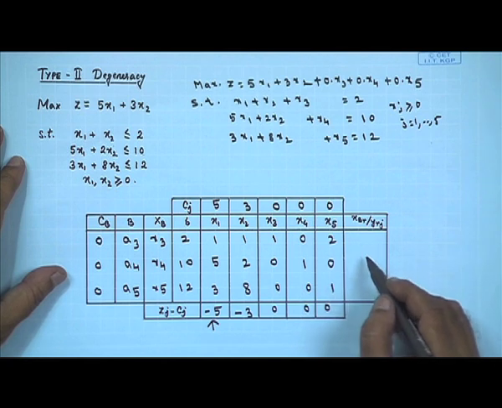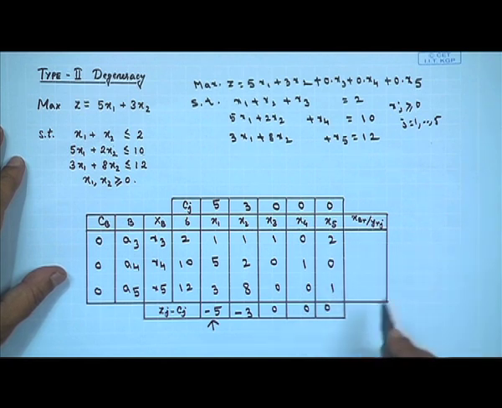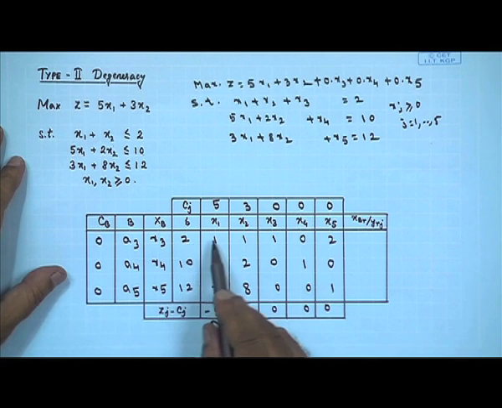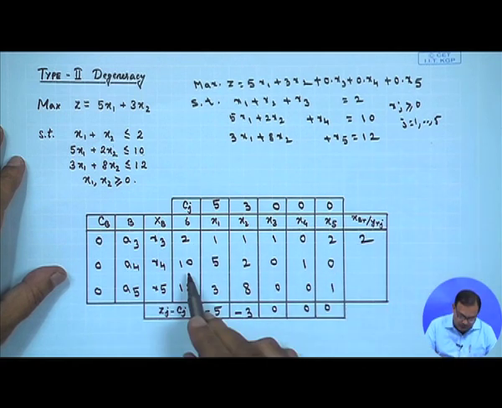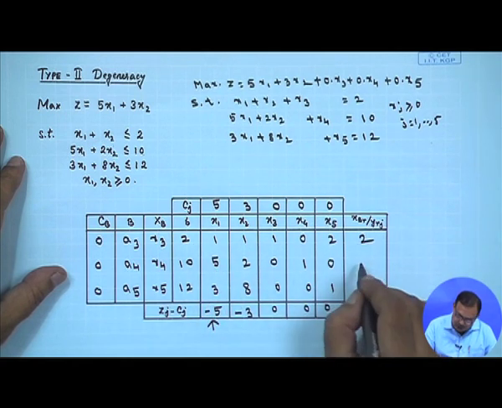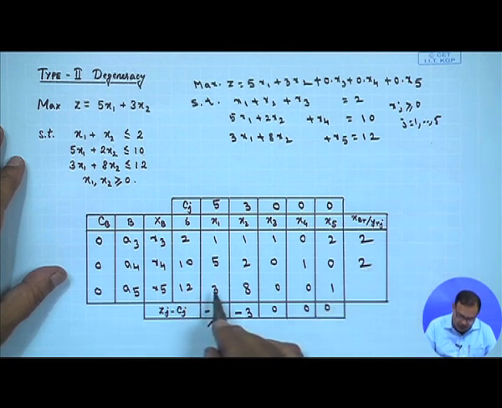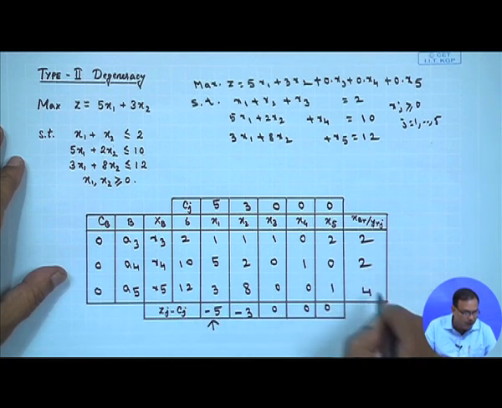Now you have to calculate the ratio. What will be the ratio? The ratio is 2 by 1, this is 2. Then it is 10 by 5, this is 2. And 12 by 3, this is 4.